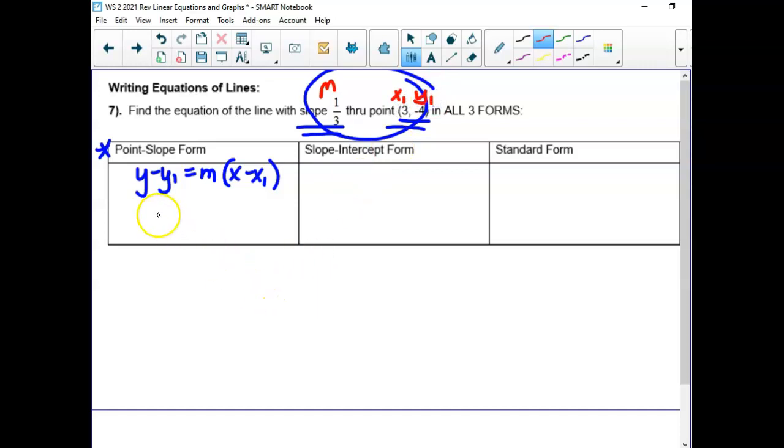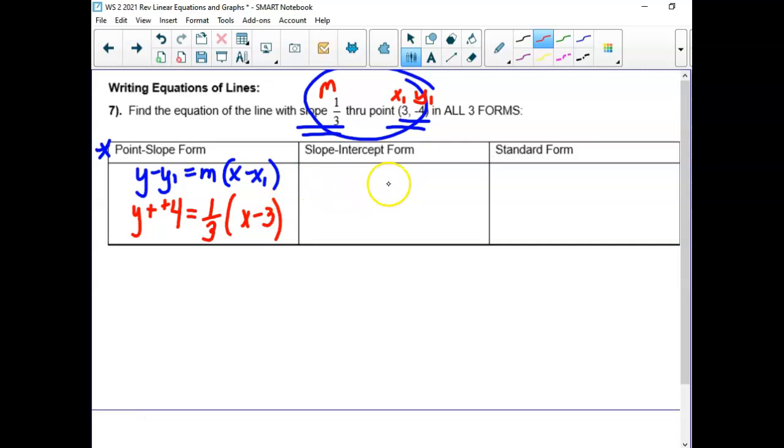Be really careful. Y minus the y from that point was -4. So minus a -4 is going to become +4. And I don't care if you just write y plus 4. I'm just making it so you know where that came from. The m was 1/3, right? And then it says x minus the x from the point, which was a 3. If I told you to leave an answer in point slope form, you're done.